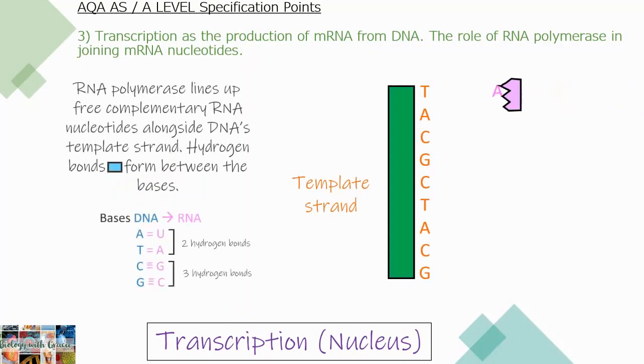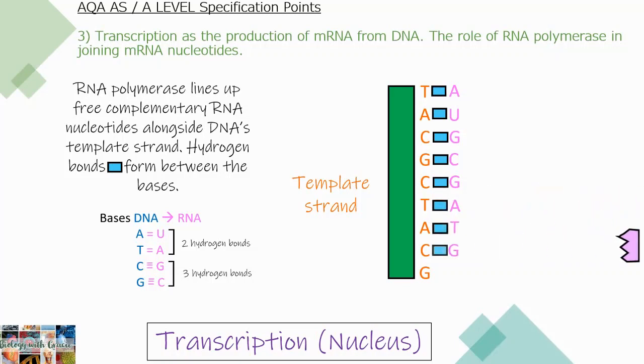Next, an enzyme called RNA polymerase lines up 3 complementary RNA nucleotides alongside DNA's template strand. Hydrogen bonds then form between the bases. Just a reminder that bases of DNA are A, T, C and G, and RNA bases are U, A, G and C. A complementary base pairs with U with 2 hydrogen bonds. T complementary base pairs with A with 2 hydrogen bonds as well. Then we've got C complementary base pairing with G, and G complementary pairing with C, and they are 3 hydrogen bonds.